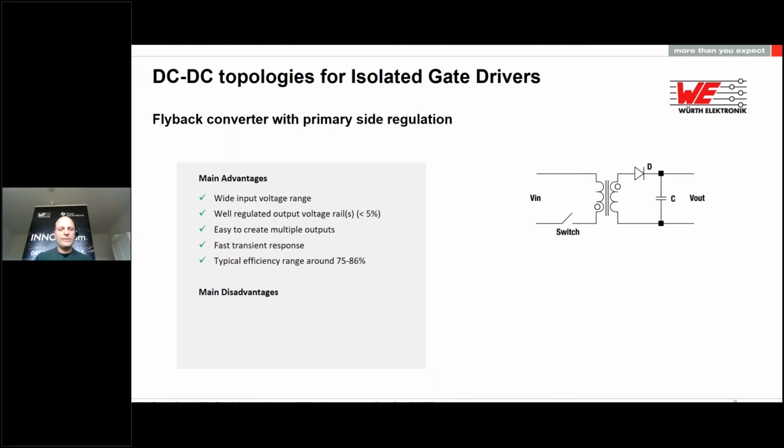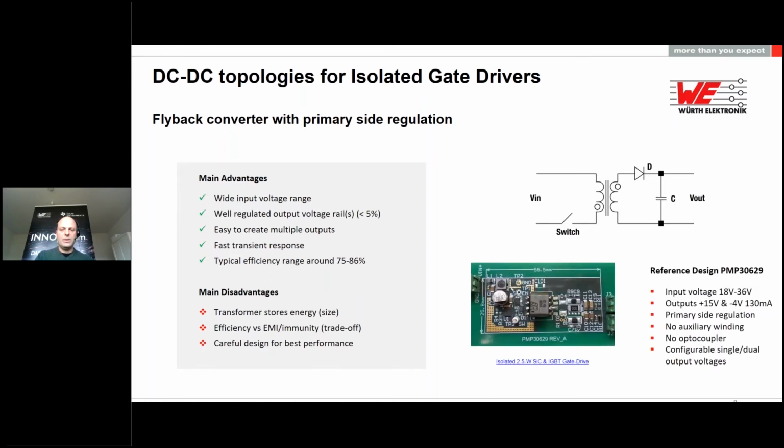As for the disadvantages, the transformer needs to store the energy, therefore this impacts the size. So we will need a bigger transformer compared to a push-pull. There is a trade-off to take into account, efficiency versus EMI and immunity, and designs need to be made carefully for the best performance. Here is an example of a reference design using the LM5180 with primary side regulation.